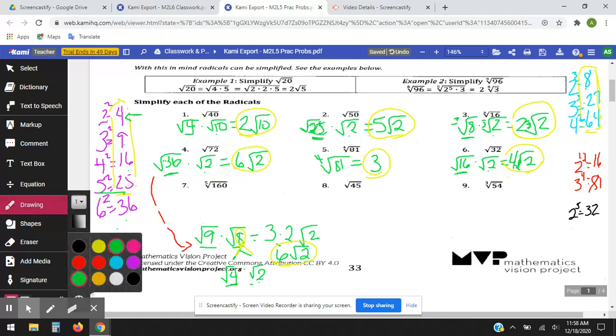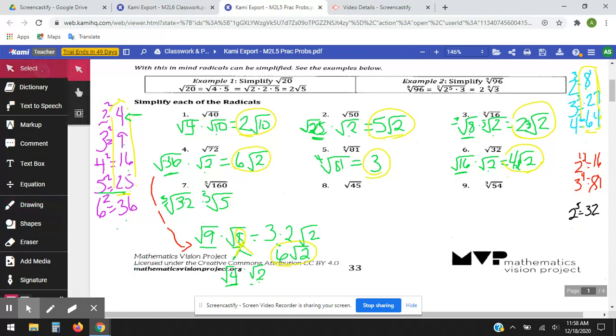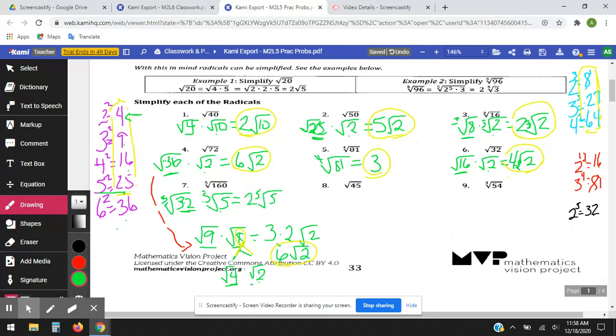So I'm going to go back here, get my green. 5th root of 32 times the 5th root of 5. Again, double check. 32 times 5 is 160. So the 5th root of 32 equals 2. Can't do a 5th root of 5. And that gets me the final answer of 2 5th root of 5.